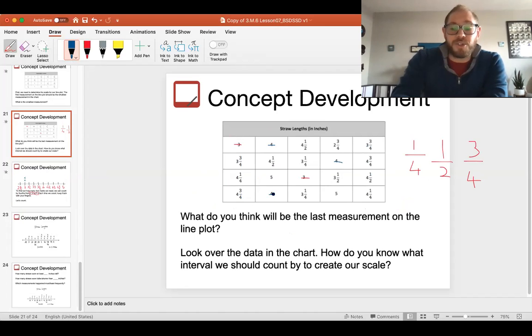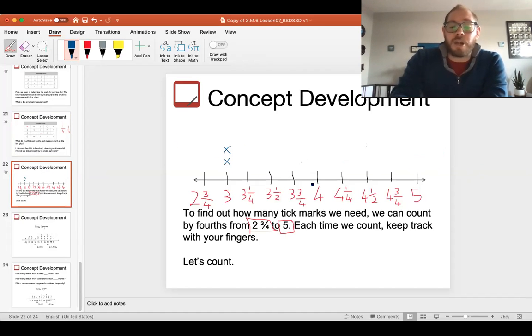Here's another one, 3 4s. There are 3 4s. So how many X's should I put above the number 4 over here? I'm gonna put 3 X's because there are 3 4s in the list of Mr. Hans' class chart. 1, 2, 3 4s.